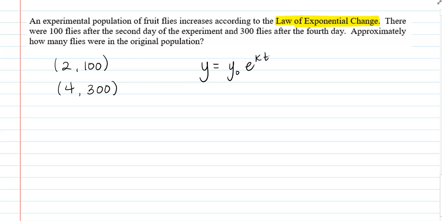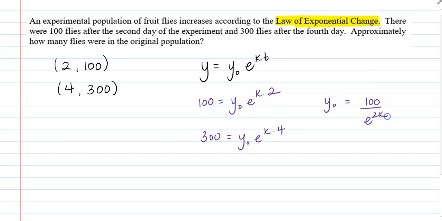So here there's no calculus that we're seeing, it's just this connection with the law of exponential change that we know we can work with this equation. So I'm going to start plugging in some numbers. We've got 100 equals y0 e to the k times 2. We have 300 equals y0 e to the k times 4. And so you're missing two different variables here, and so this turns into a system. y0 is going to be equal to 100 over e to the 2k.